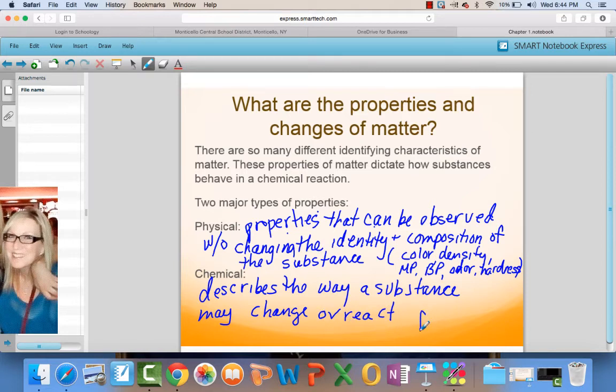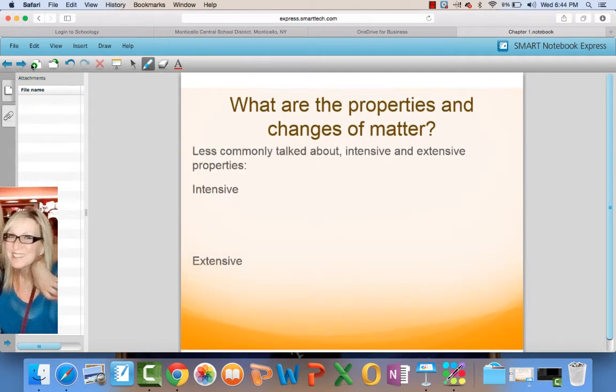A good one of this is flammability. Another one would be reaction with acids. All right, moving right along, we're almost done.